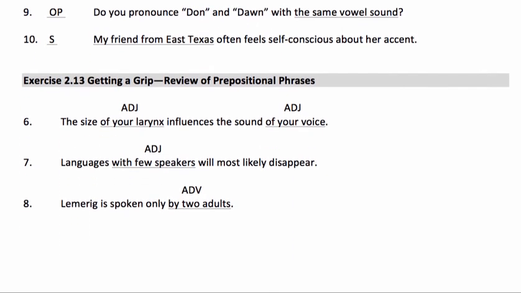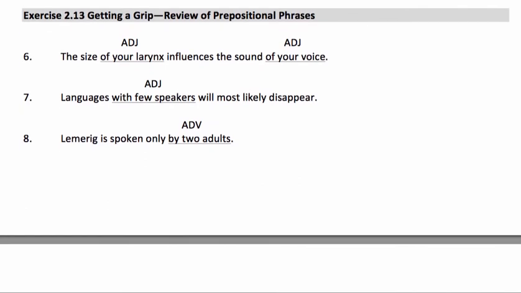So 2.13 asks for a review of prepositional phrases. So in number 6, the size of your larynx. The size of what? Of your larynx. So this prepositional phrase, of your larynx, answers the essential adjective question of which one, the size of what, of your larynx. We could do the pronoun substitution test. We can say it influences. Everything goes out with the pronoun, therefore it is an adjective.